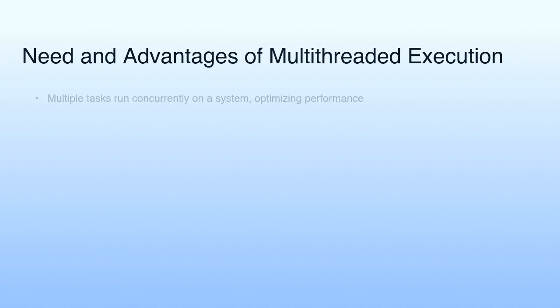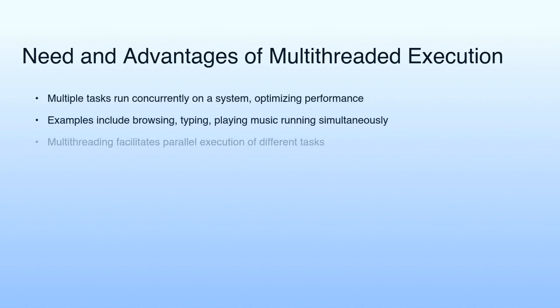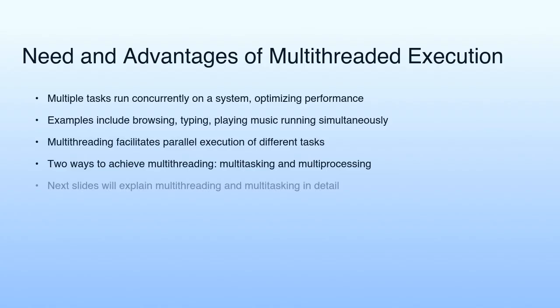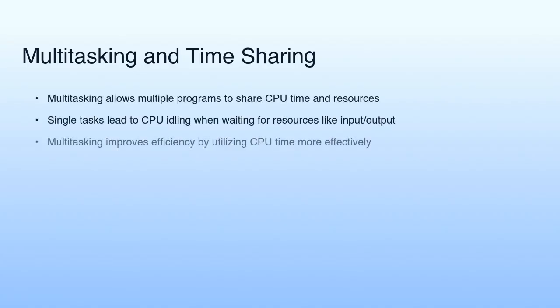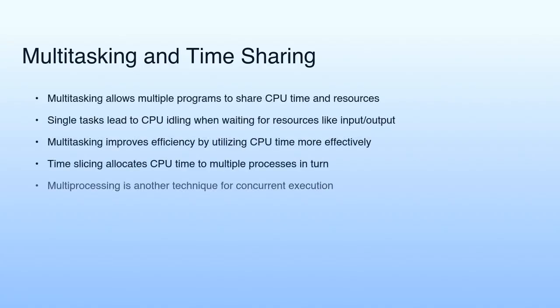The need for multithreaded execution arises from the desire to run multiple tasks concurrently, such as browsing, typing, and playing music simultaneously, which can be achieved through multitasking or multiprocessing. Multitasking involves sharing CPU time and resources among multiple programs, utilizing time slicing to allocate CPU cycles, while multiprocessing enables parallel execution across multiple processors.